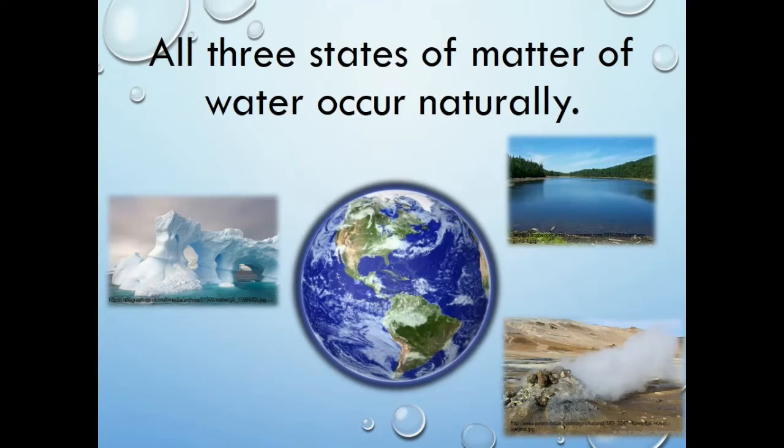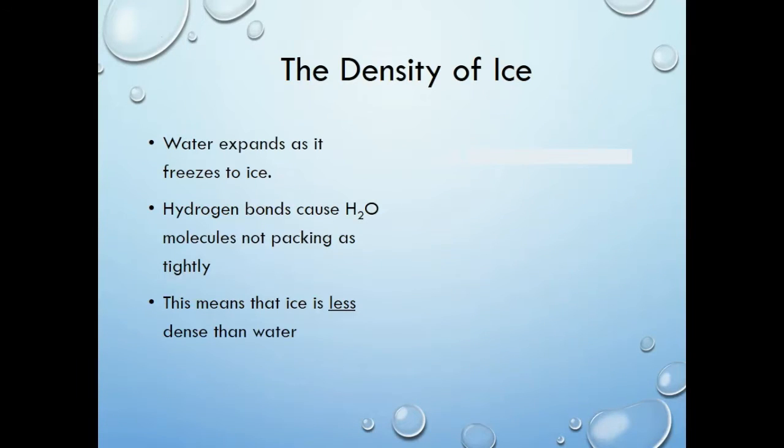It's pretty unusual that all 3 states of matter occur naturally on the planet, from glaciers to lakes to steam vents. Most other chemicals and compounds have to be converted to different states in non-natural laboratory settings. The density of ice is another peculiar property of water. Most solids tend to be denser than the liquid, but solid water, known as ice, floats in liquid water. This is because hydrogen bonds cause ice to not pack as tightly as liquid water. This is good news for fish and other aquatic organisms that live in cold climates.